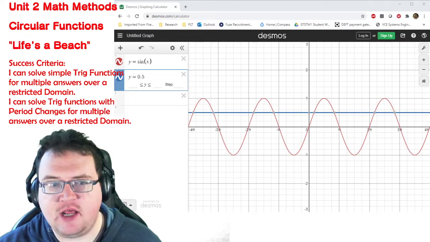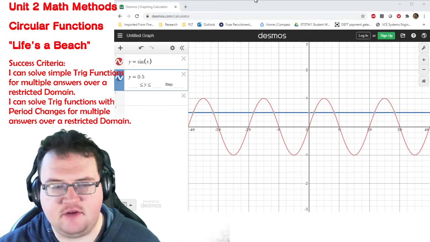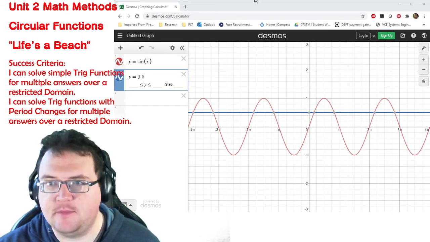Good morning, everybody. What we're looking at today is 14H out of the Cambridge textbook.